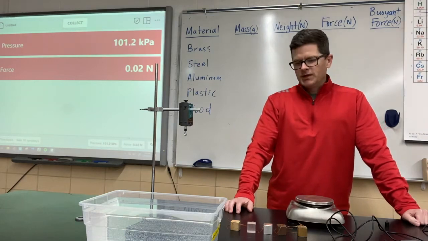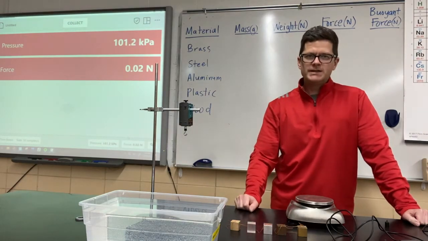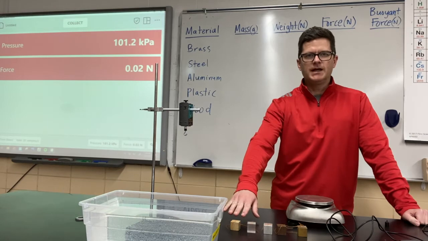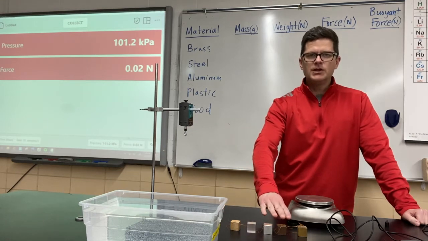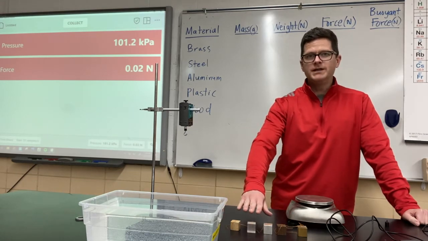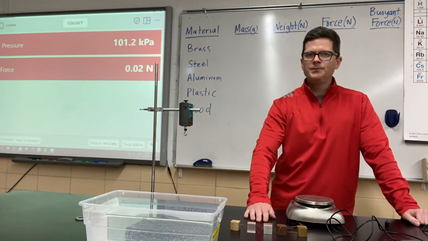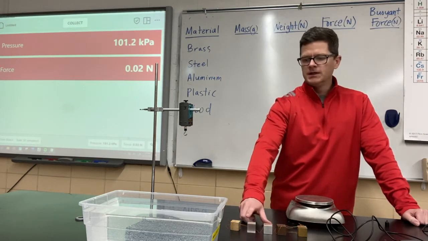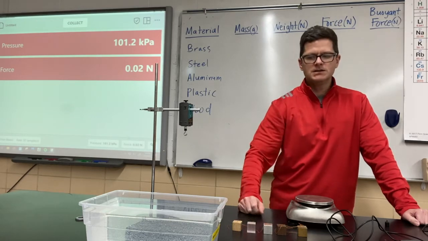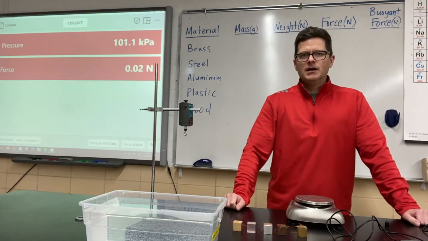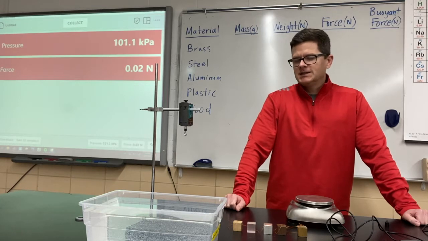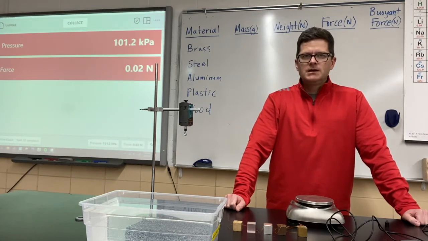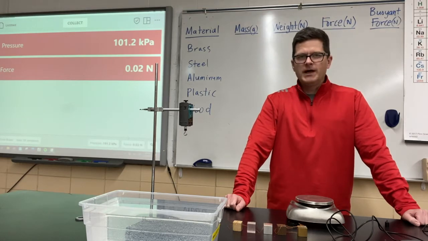In this video, we're going to take some measurements regarding buoyancy of some different cubes that I have here. I should note all of these are actually 1-inch cubes of different material. And I have brass, steel, aluminum, some sort of clear plastic, and some type of wood. And what I want to do with these is, again, get some quantitative measurements that will help us understand the concept of buoyancy a little bit better.